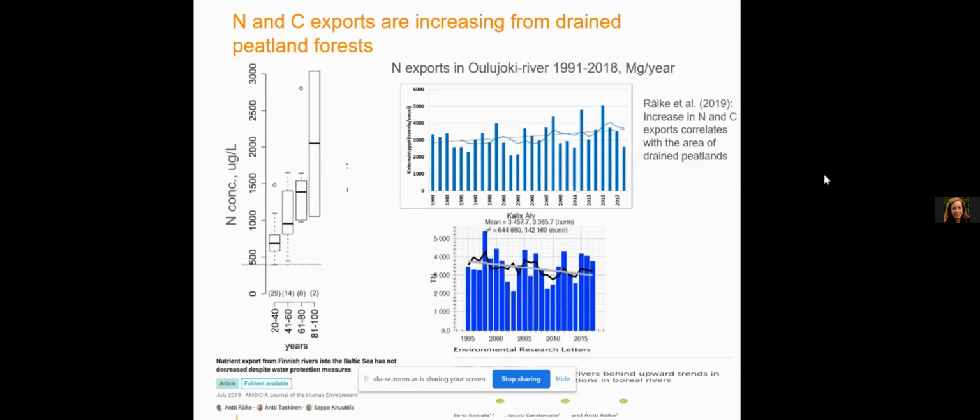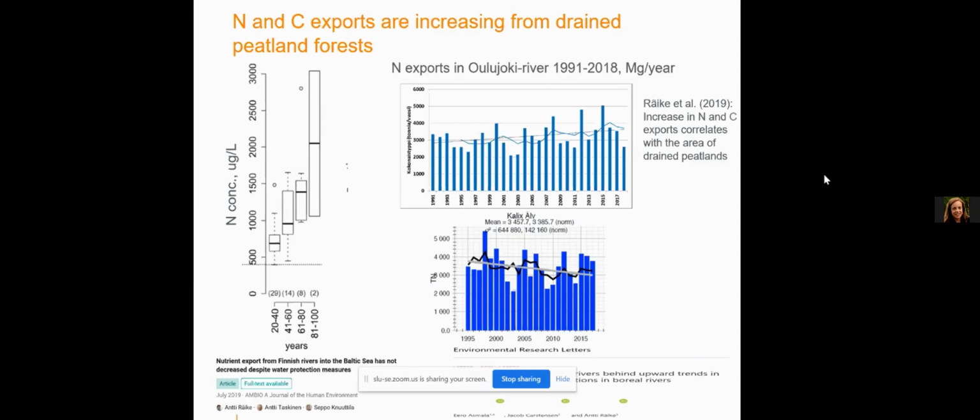First, we found in our article that nitrogen concentrations in waters discharging from drained peatlands were much higher for the sites that had been under drainage for several decades compared with more recently drained sites. Then, in the studies by the Finnish Environment Institute, they found out that nitrogen and carbon exports were increasing in the rivers discharging into the Baltic Sea, especially into the Ostrobothnian Sea, and they also found that these increases correlated with the area of drained peatlands in the catchments of those rivers.